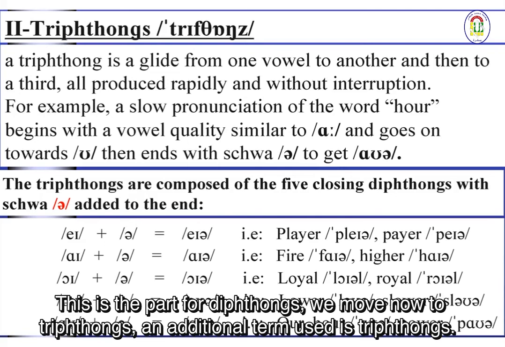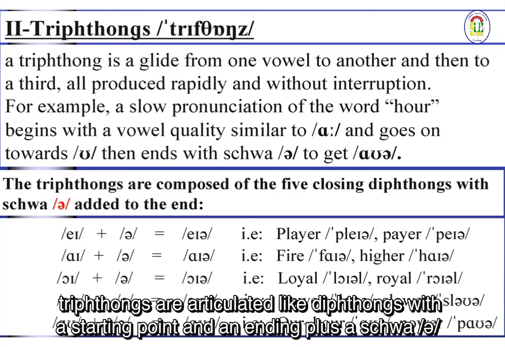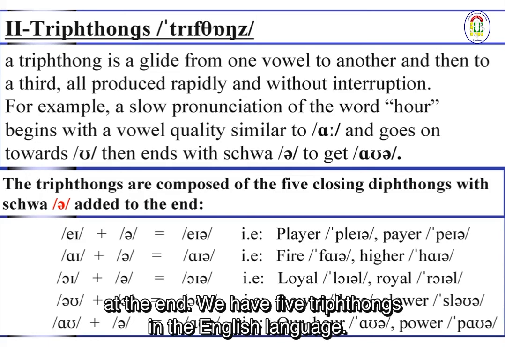This is the part for diphthongs. We move now to triphthongs. Triphthongs are articulated like diphthongs, with a starting point and an ending, plus a schwa at the end. We have five triphthongs in the English language.